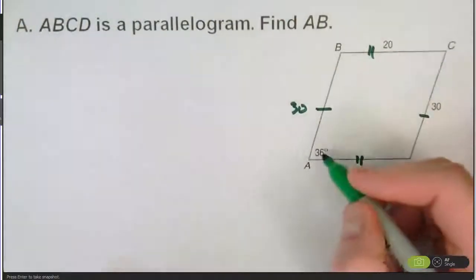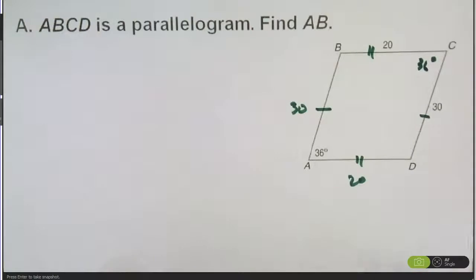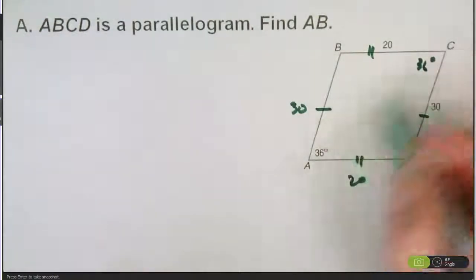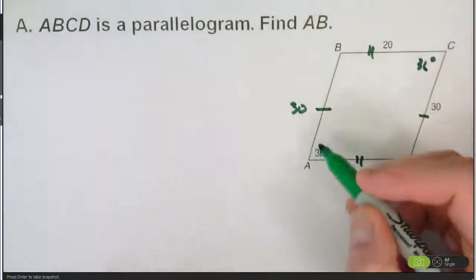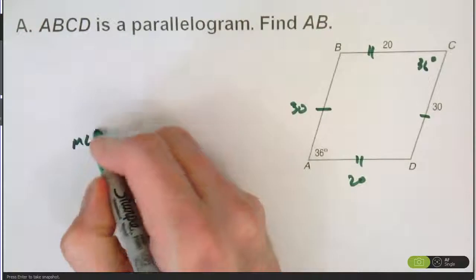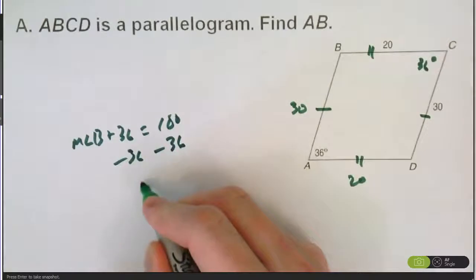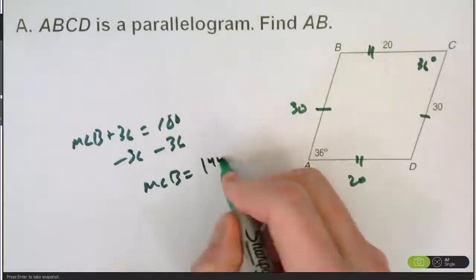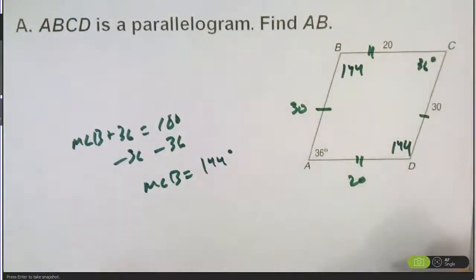Okay. The other thing I know is this. Opposite angles are congruent. So if this is 36, this is 36 degrees. And then the last thing I know is, not only are the opposite angles congruent, but the consecutive angles are also supplementary. So if this is 36, measure of angle B plus 36 has to equal 180. Subtract 36, measure of angle B has to be 144 degrees. There we go. And so now we know a lot of stuff about this figure.